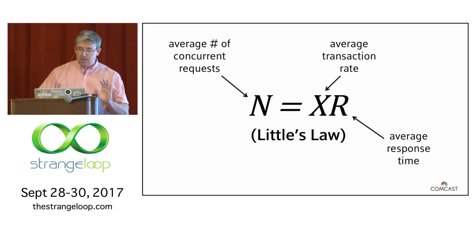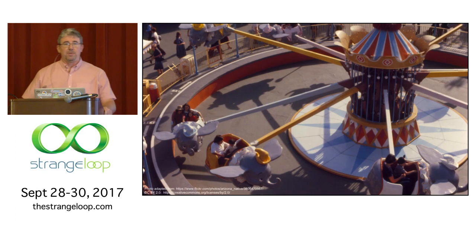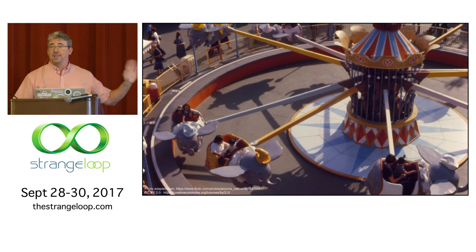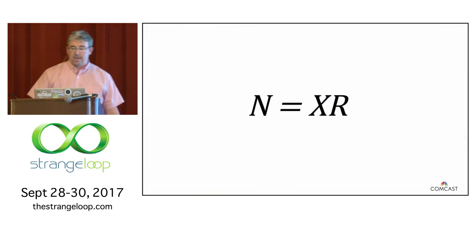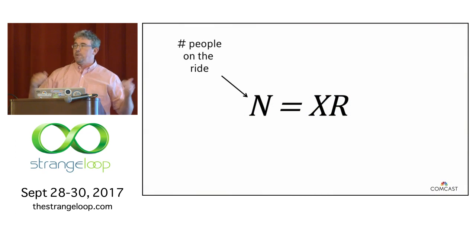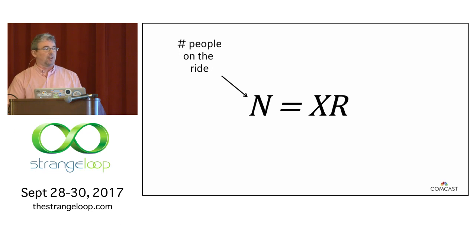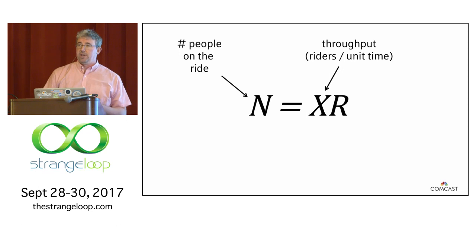But anyway, to put this into a context that hopefully folks are familiar with, how many people have been on an amusement park ride that's like this, or you've seen a ride that's like this? Right, okay, lots of folks, okay? So put this in Little's law terms, okay? N is the number of people on the ride, okay? So if I took a snapshot of the ride, how many people would actually be on the ride? X is the rate at which people are arriving, wanting to ride the ride.